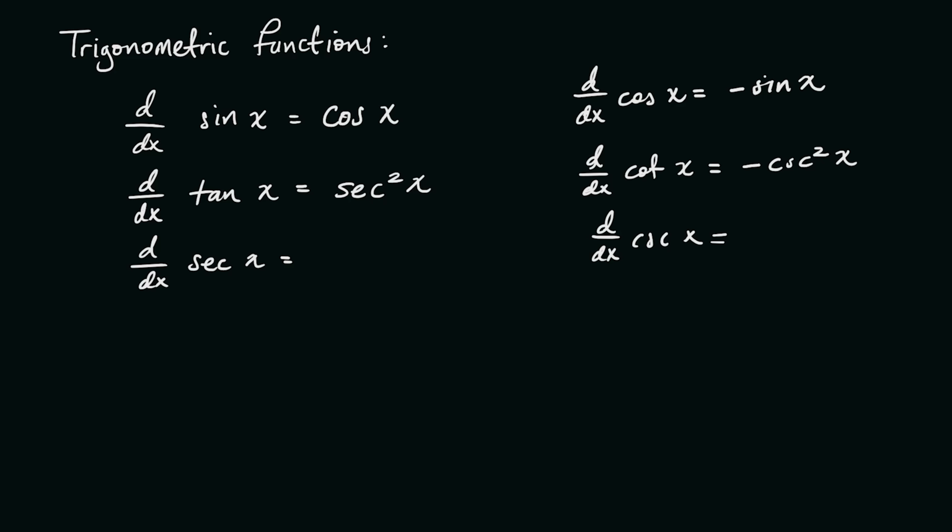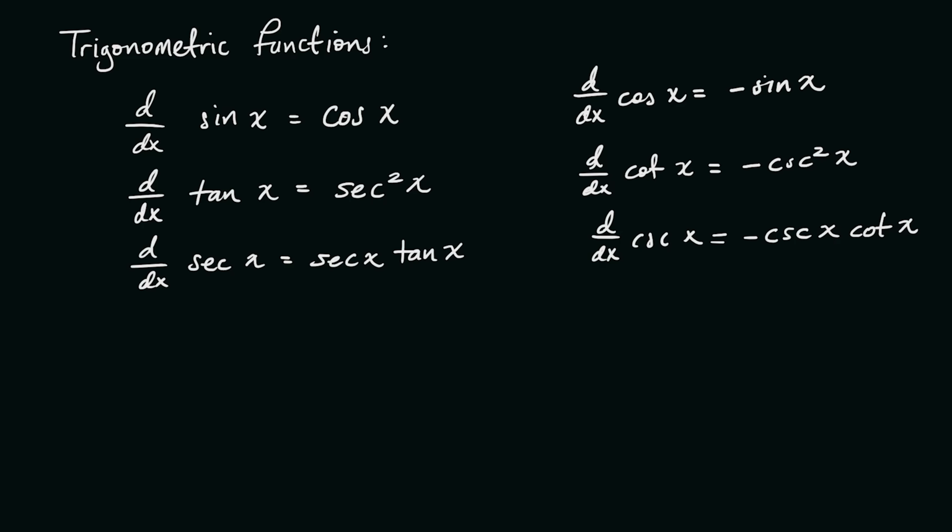So now, the derivative of secant x is just secant x times tangent x. But on this side, where we have cosecant x, it's going to be negative cosecant x times cotangent x. Right, so those are our different functions that we have here.